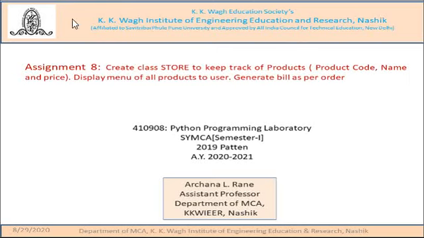In this video lecture, I am going to discuss assignment number 8 of Python Programming Laboratory. The problem definition is to create a class store to keep track of products like product code, name of product and price of product, and display the menu of all products to users and generate the bill as per the order.